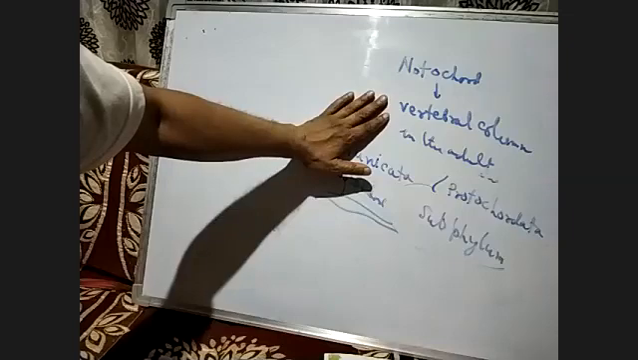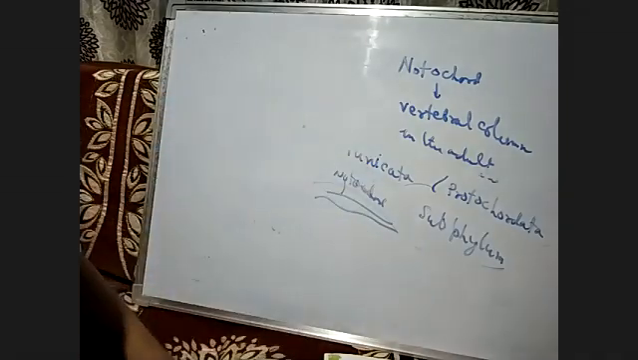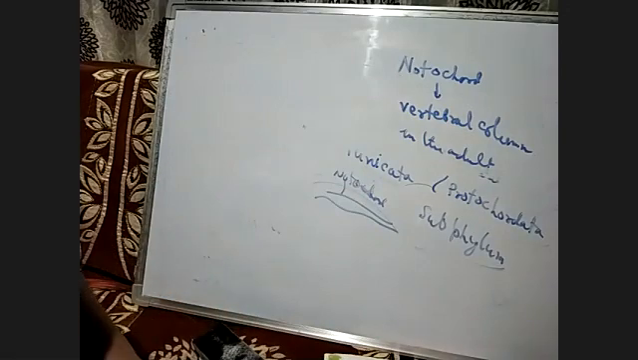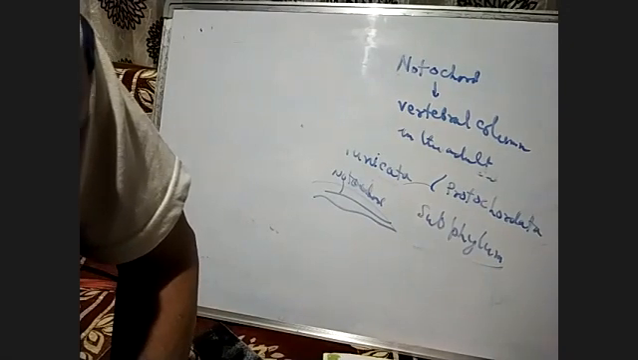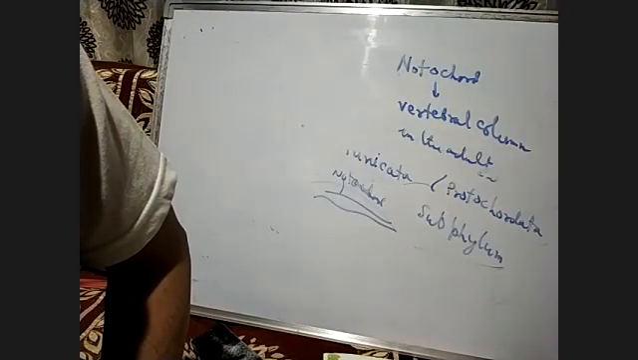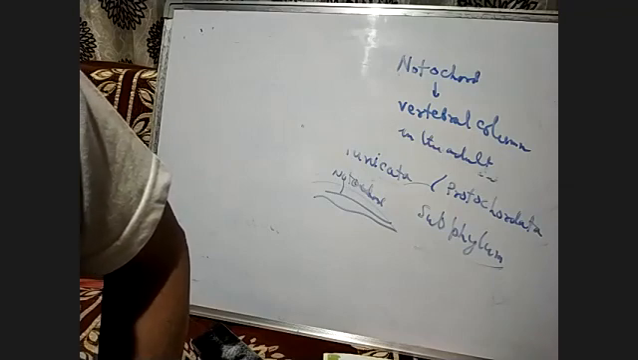And thus all vertebrates are chordates, but all chordates are not vertebrates. Because those chordates where the vertebral column is there are the vertebrates, and those chordates where no vertebral column is there are not vertebrates. These chordates are not vertebrates if they don't have the vertebral column.